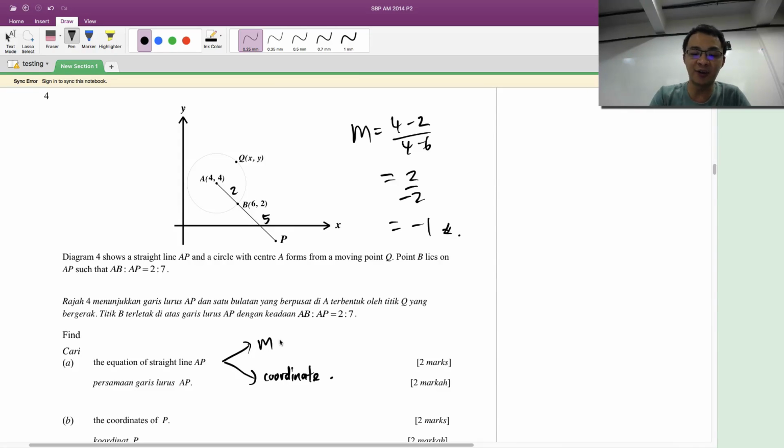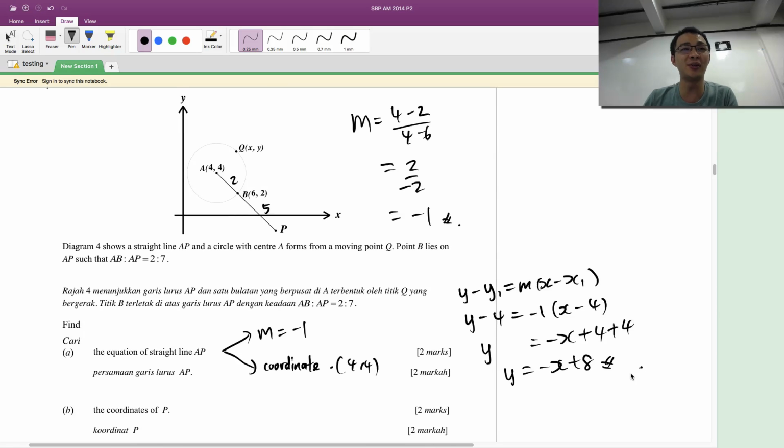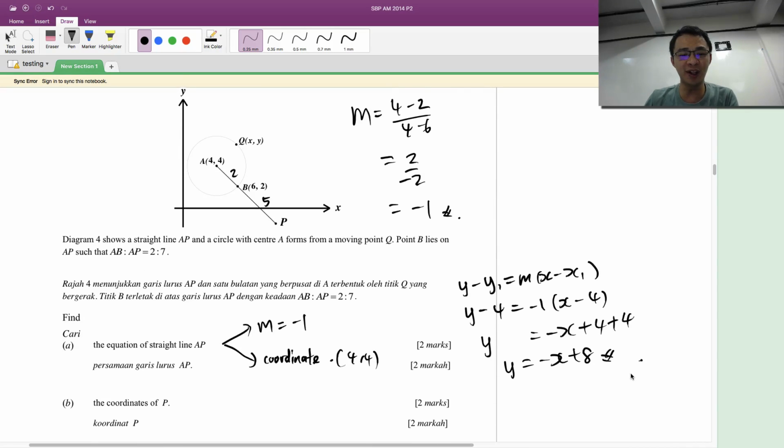If the gradient equals -1, I will use the coordinate A, (4, 4), to form the equation. I will use y minus y1 equals m(x minus x1). So this is y minus 4 equals -1(x minus 4), which is y minus 4 equals -x plus 4. The -4 I move to the other side, it becomes +4. So y equals -x plus 8. Done. I'm not sure why they only give 2 marks for this one, because there are so many things you need to do. And the question asks you to find the coordinate P.